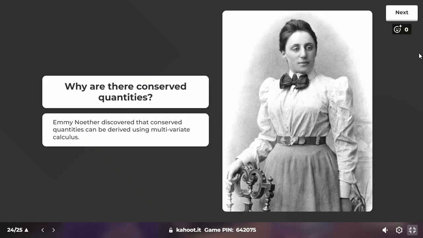And you might be wondering, okay, we talked about conservation of momentum and angular momentum and energy, but what does that mean? What are these conserved quantities? Emmy Noether didn't discover the conservation laws, but she discovered the theoretical framework for how you find these conserved quantities. If you're interested in that, you take a lot of high-level math and high-level physics classes, and eventually you'll learn how she was able to derive those conserved quantities.